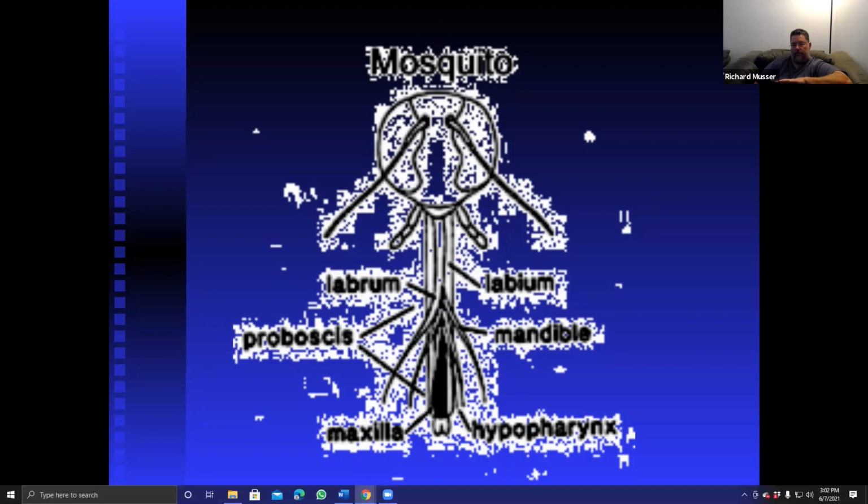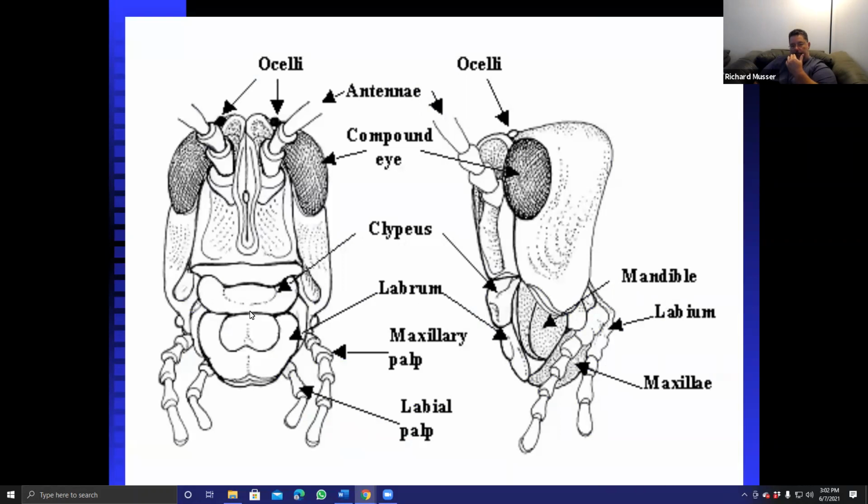So anyway, there's the labium, the labrum, the mandibles are still there, the maxilla are still there. So now, instead of being chewing mouth parts, the mandibles are really small. Does that make sense, everybody? The labrum is up in front still. So if you go back and look at it, here's the labrum. The mandibles, so it all becomes a straw-like mouth part through evolutionary selection.